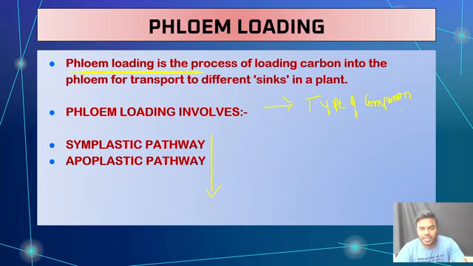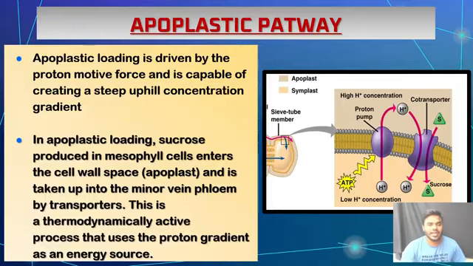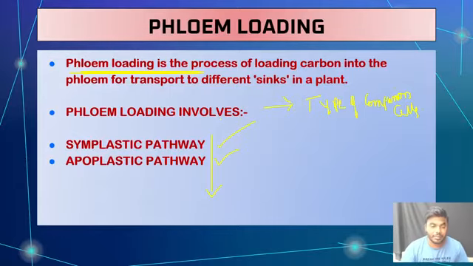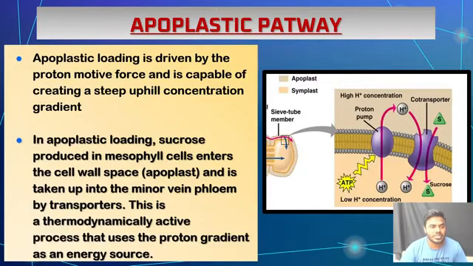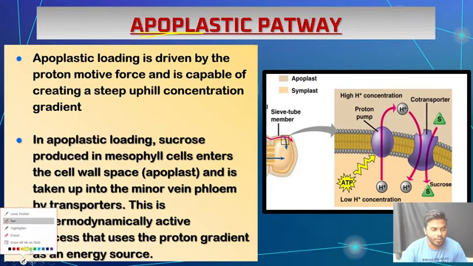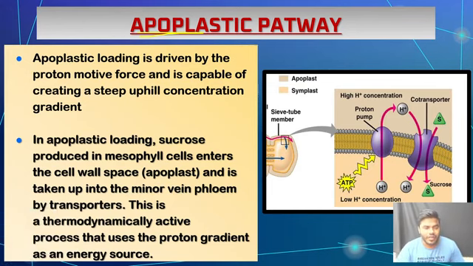Based on what, friends? Of course, based on the type of companion cells. So let's look into the first, the apoplastic pathway, then we will understand the symplastic pathway. How are the sugars loaded in the apoplastic pathway? Everyone has to look into the diagram carefully. This is what? Mesophyll. This is what? Companion. This is what? Sieve tube.